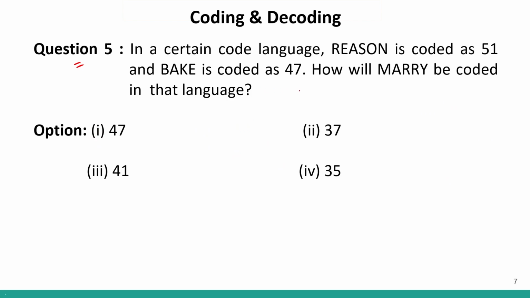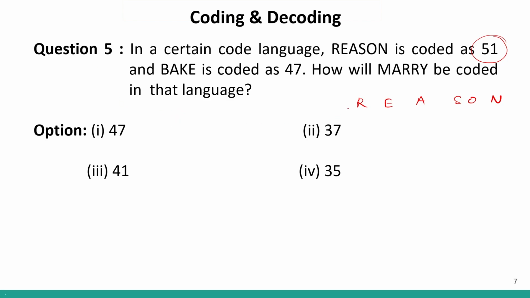Coming to question number 5. In a certain code language, reason is coded as this, bake is coded as this. So now I can see basically it is a sum. So it is a number. That means it could be the sum of forward ranks or it could be the sum of backward ranks. For reason, if I sum the forward ranks, or let us sum the backward ranks. Let us start from backward ranks.